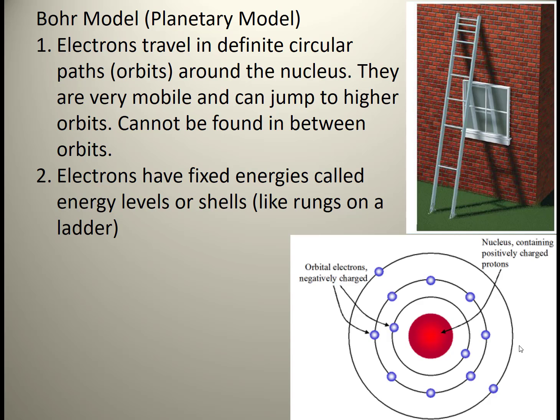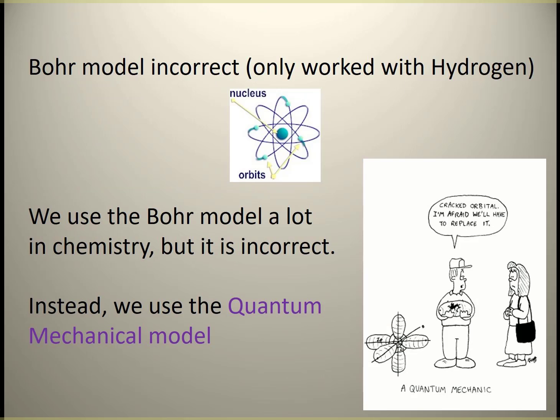And a good analogy of this is to look at this ladder. You can stand on the rungs, but you can't stand between the rungs. And it's the same thing for these electrons. You can find them at these definite energy levels, but you won't find them in between energy levels. Notice that as I get towards the energy levels further away from the nucleus, you can see that they get shorter or closer together. We know today that the Bohr model of the atom is incorrect.